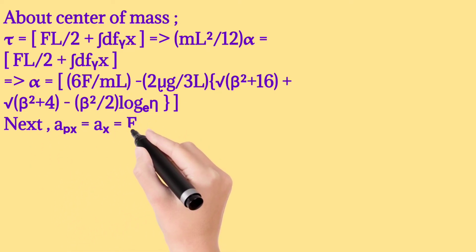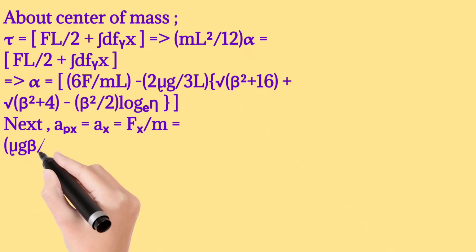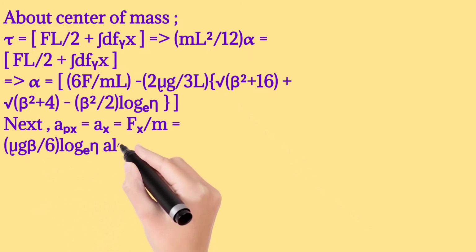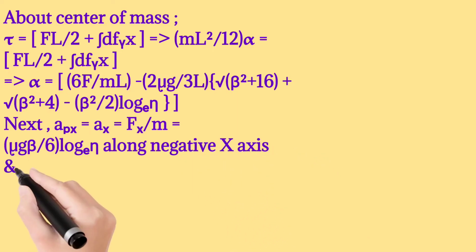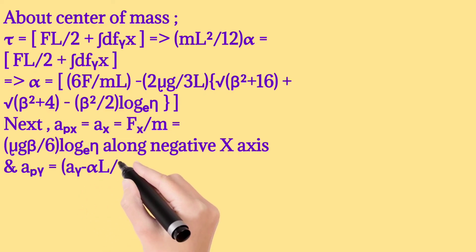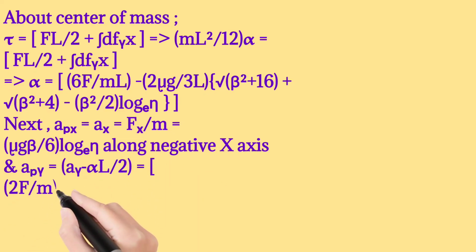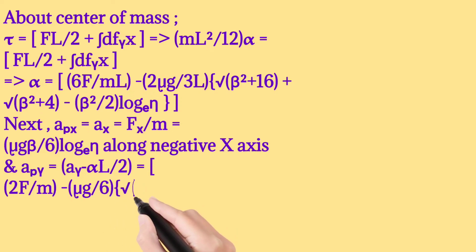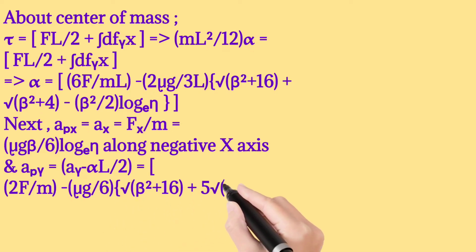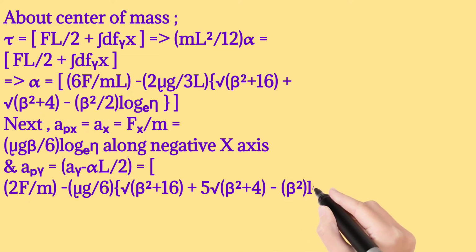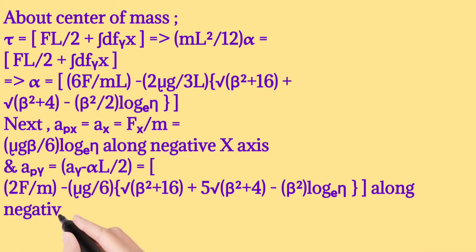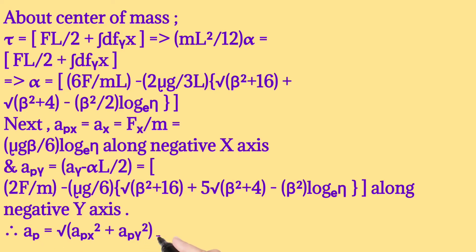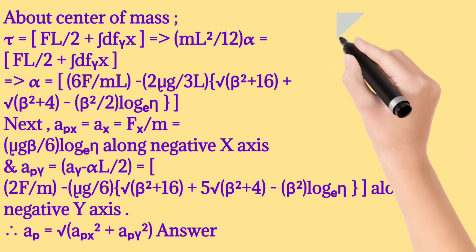Beta and eta we have already discussed. The acceleration along the x-axis for the point P on which force is applied, apx, is nothing but the acceleration of center of mass ax, that is Fx by m, equal to mu g beta by 6 log eta. It is along the negative x-axis. Along the y-axis, the acceleration apy of point P is equal to ay minus alpha l by 2, which is 2F by m minus mu g by 6 times root over beta square plus 16 plus 5 root over beta square plus 4 minus beta square log eta, along the negative y-axis. Therefore, the acceleration of P is root over apx square plus apy square. That is our answer. I am not substituting the values as the answer is very long.